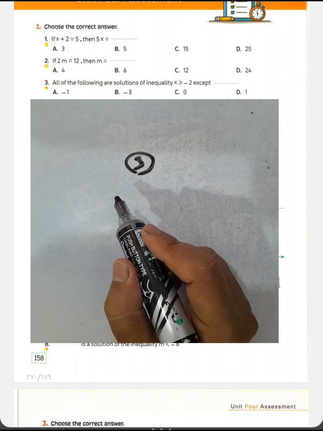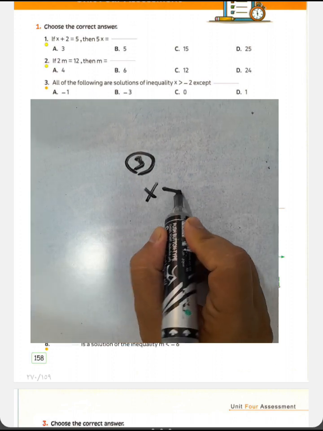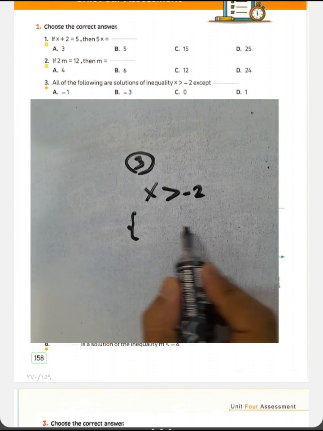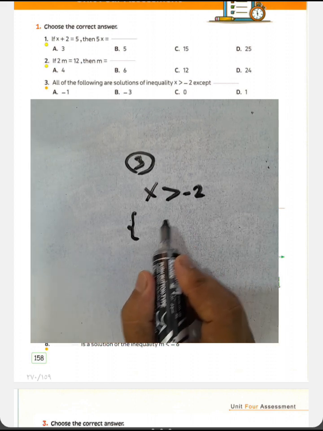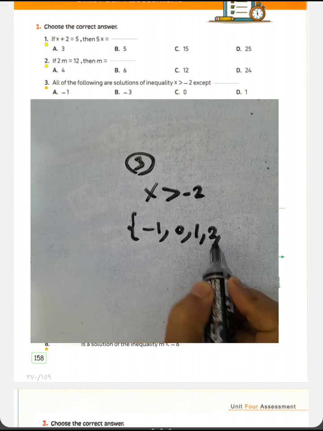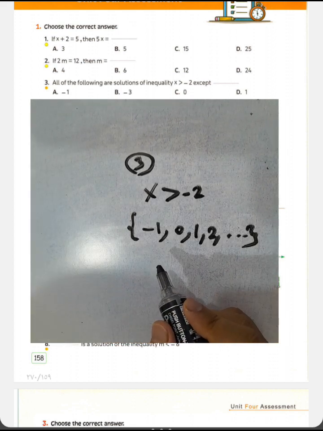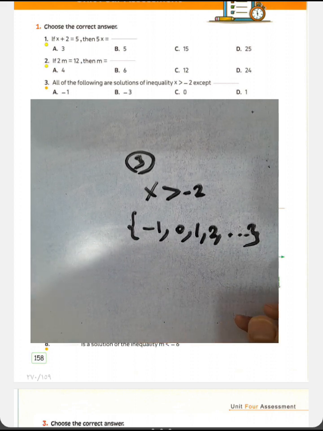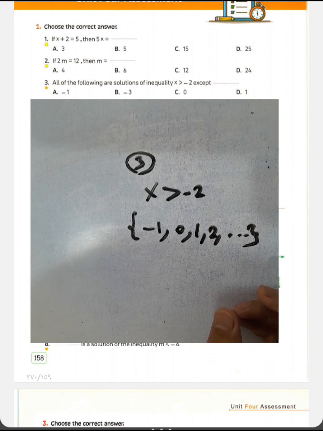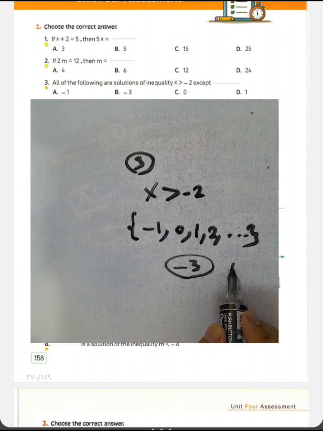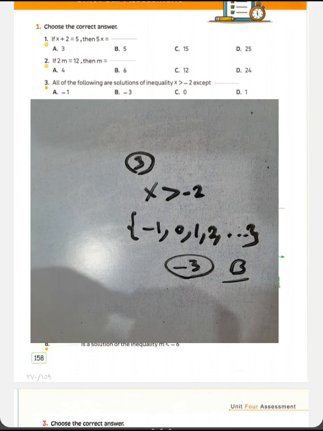Question number 3. All of the following are solutions of the inequality x greater than negative 2, except what? We can find the solution set in integers greater than negative 2: negative 1, 0, 1, 2, and so on. Except letter what? Letter B, negative 3, which is not greater than negative 2. Choose letter B.